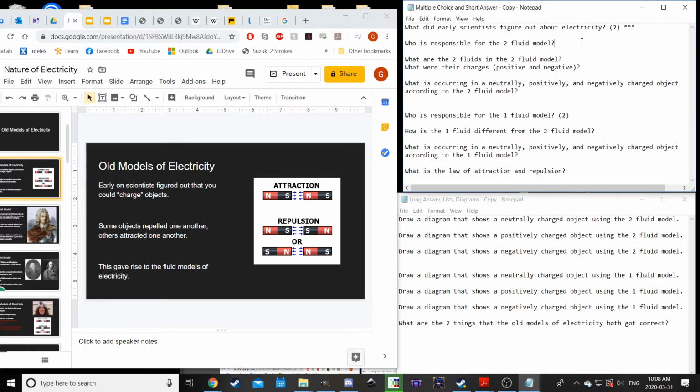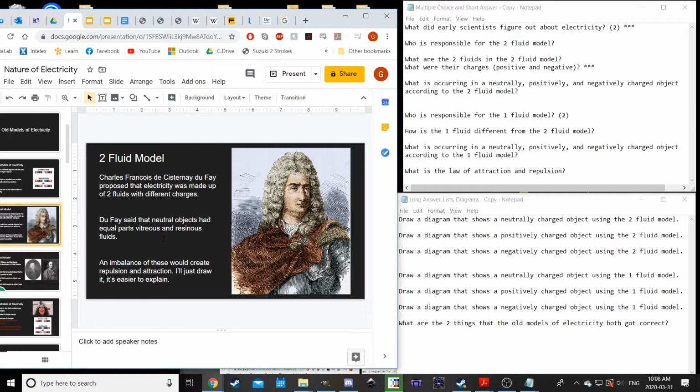Who's responsible for the two fluid model? I know that's Charles Dufay. So I don't have to put a star next to that one. I know that one. What are the two fluids in the two fluid model? I know it's vitreous and resinous, but I don't really know what charge they are. I can't remember which one it is. So we'll put a star next to that and we'll go find out. In this case, it's not on the slide. We'd have to watch the video to find out.